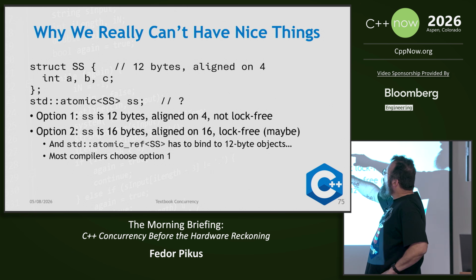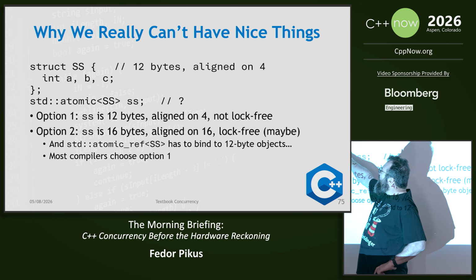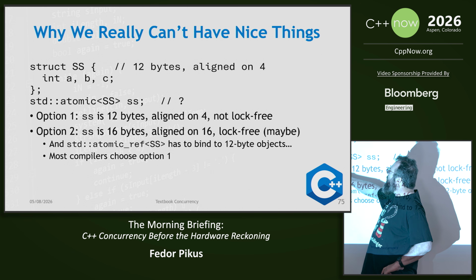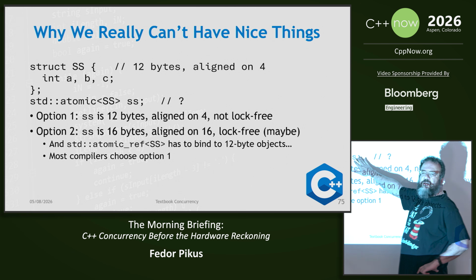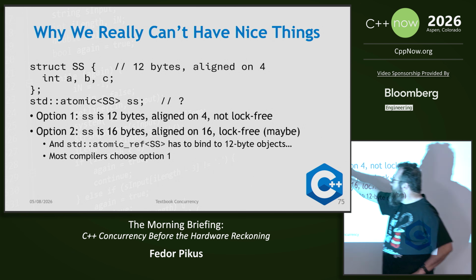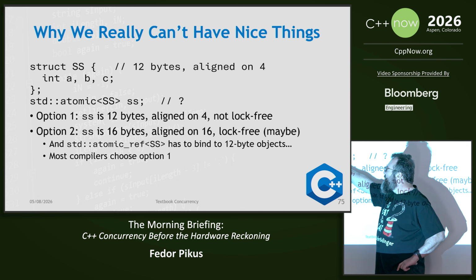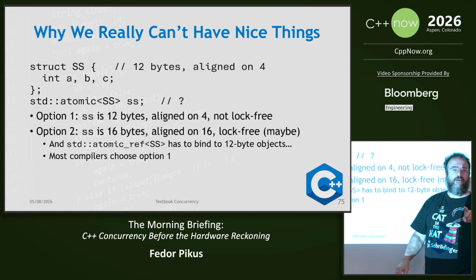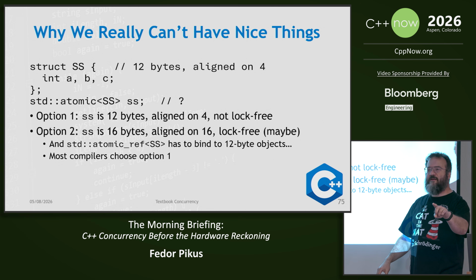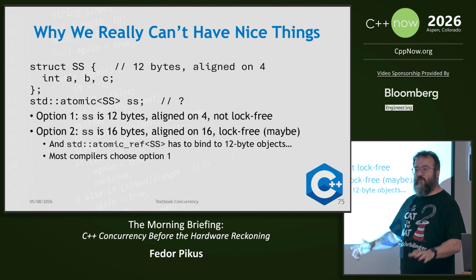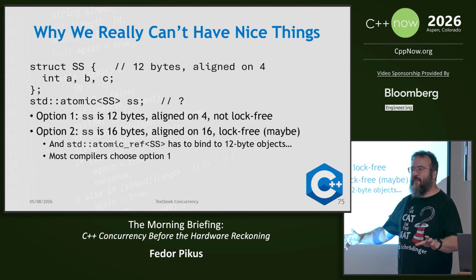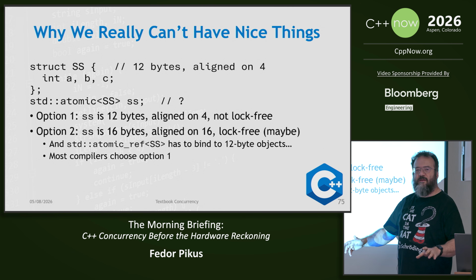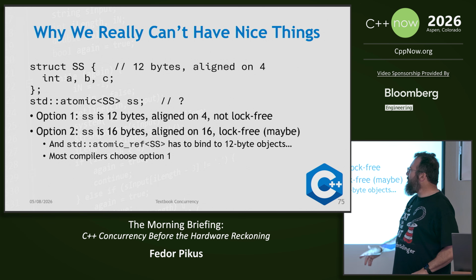Okay, so you have a 12-byte struct with 4-byte alignment, and you put it in atomic. What's the size of it? This is 12 bytes, 4-byte alignment. What's the size of this thing? 16 bytes? Yes. Anybody else? Anybody want to say 12? What architecture? What compiler?